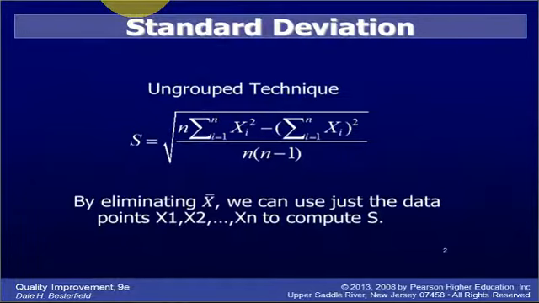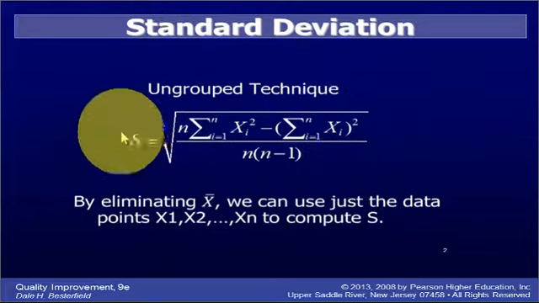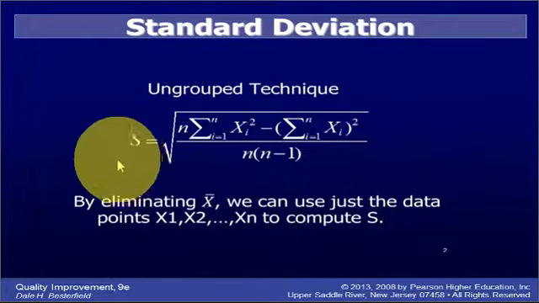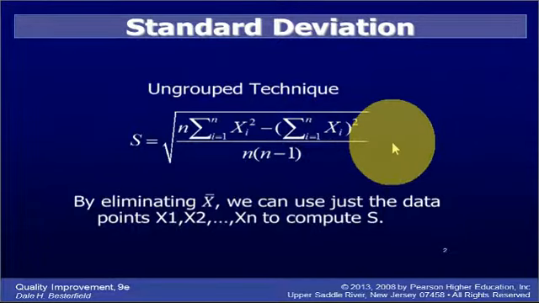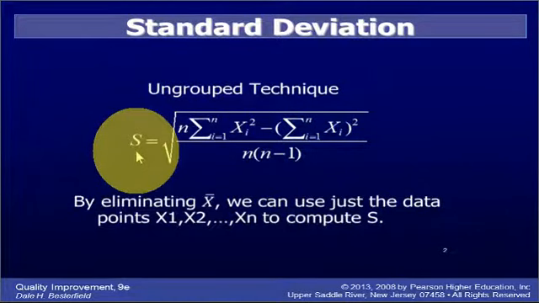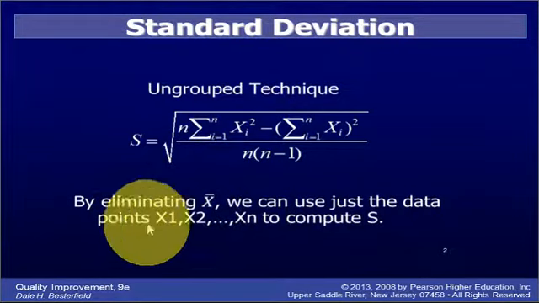For ungrouped data, we can use this formula in place of the definition. They are actually equivalent, but in this formula, we eliminate the x bar. So you can just use the data points x1, x2 up to xn to compute the standard deviation. So you do not need to compute the x bar first and then compute the standard deviation. You can just use these xi's.